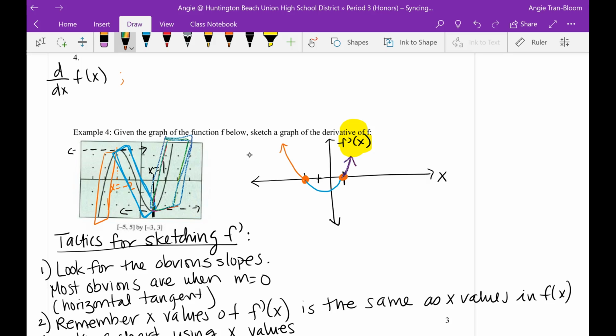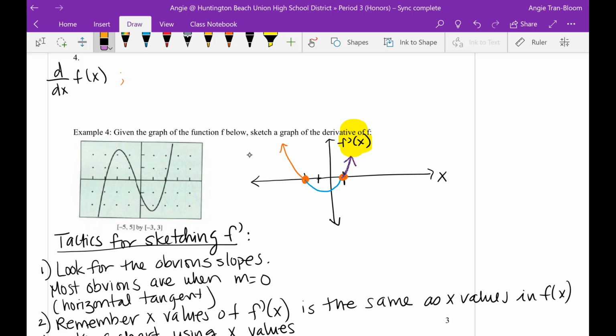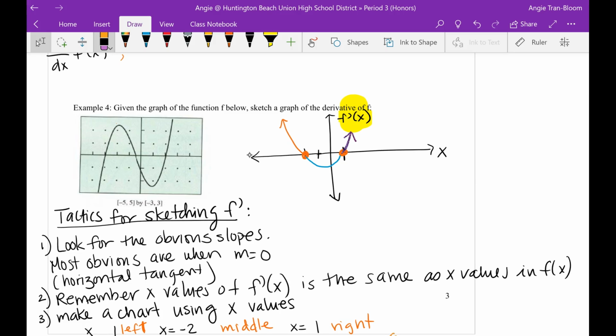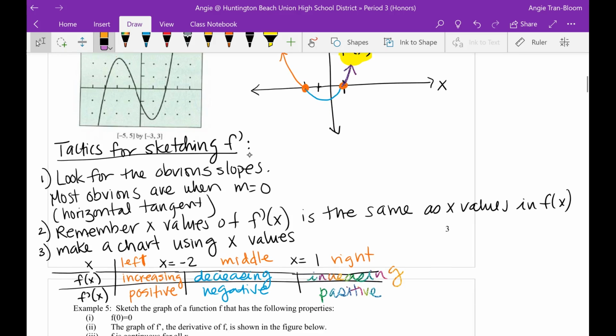So the derivative of a cubic, let me just erase all the stuff I marked here. The derivative of a cubic is a quadratic. Isn't that beautiful? And that's what you need to do to sketch it out. Again, I'm just going to say it again. I'm just going to ignore the steepness for now. We will talk about that when we get to chapter 4. Okay.